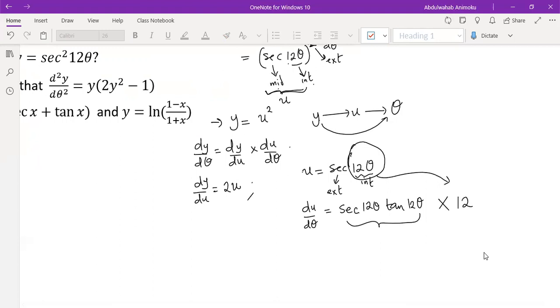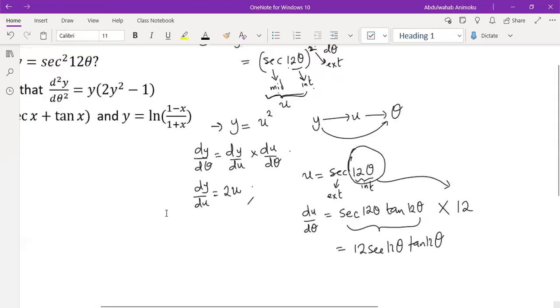You could also use the chain rule again, substitute a variable v for 12 theta, and then solve all over again, like we did in the first case. But because this is an internal part of a bigger problem, we don't have to show all the workings for this one. We can just quickly write the answer if we understand how the chain rule works, which we do by this example. So basically, this gives us 12 secant 12 theta tan 12 theta. Now, this is du d theta.